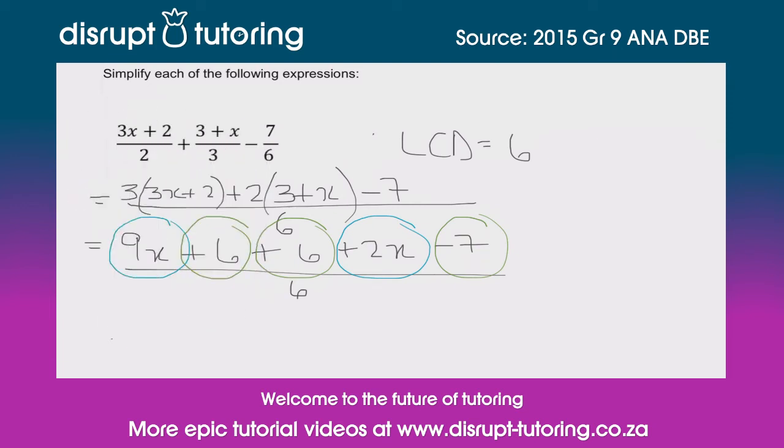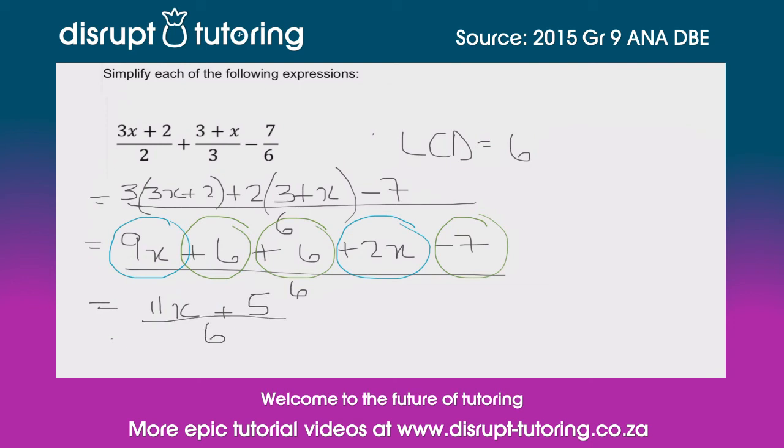So let's move on to now simplifying those circles. Let's start with the blue circles. We've got a 9x plus a 2x, which is going to leave us with 11x. And then we've got a plus 6. Plus 6 is going to leave us with 12. Minus 7 leaves us with plus 5. So we're going to have plus 5 over there, and that's going to be over 6.